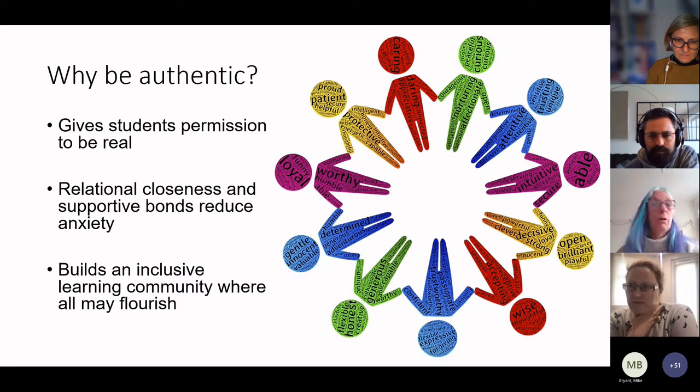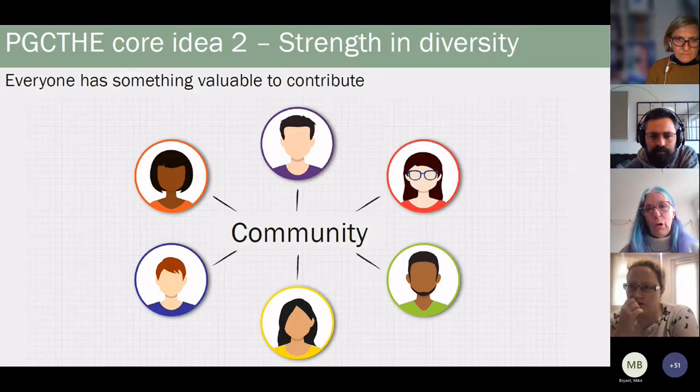And my aim is so that no matter who they are, what their prior experience is, that they can flourish, they can find something useful for themselves in their own teaching practice and do the same thing with their own students. Next. So what do I do to be authentic in the PG Cert?